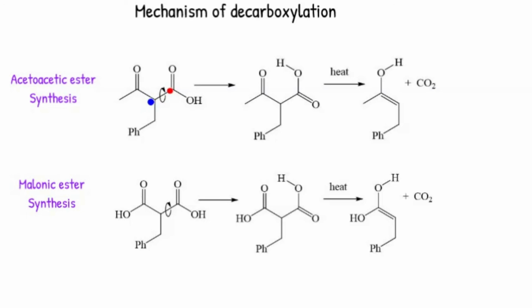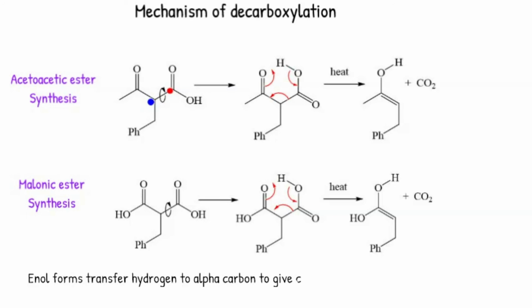On heating, the electron rearrangement starts with a proton transfer from one oxygen to the other using the carbonyl pi bonding electrons, as shown by the first arrow. The second arrow synchronously breaks the hydrogen-to-oxygen bond to transfer these electrons for a carbon-to-oxygen pi double bond. The third arrow forms the enol bond, thereby releasing carbon dioxide. Both syntheses result in the formation of an enol, and a transfer of hydrogen from the enol to the alpha carbon gives the corresponding ketone for the acetoacetic ester synthesis and the carboxylic acid for the malonic ester synthesis.